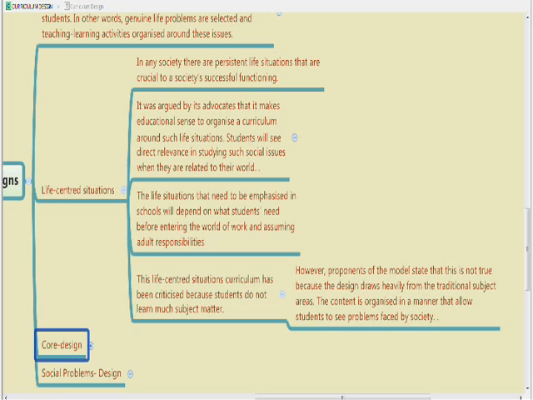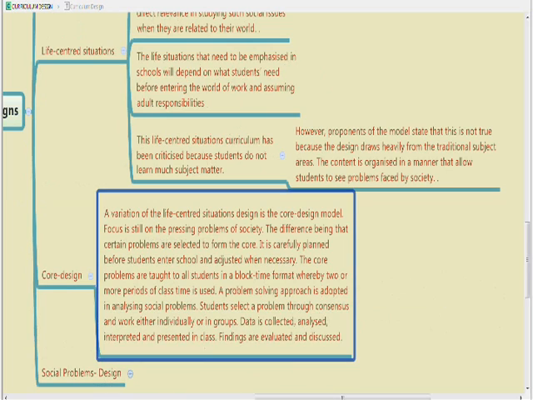Then you have the core design. It's a variation of the life-centered situation design. The focus is still on problems in society. The difference is that certain problems are selected from the core. The careful planning done before students enter the school is adjusted when necessary. The core problems are taught to all students in a block time format, whereby two or more periods in the classroom are used. The problem-solving approach is adapted to analyze social problems.